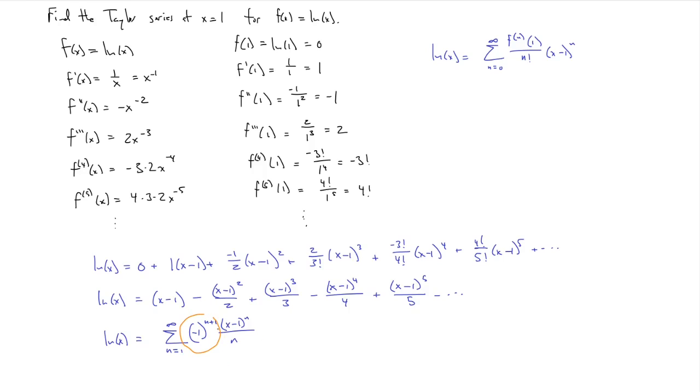When n is equal to 1, 1 plus 1 is 2, negative 1 squared is positive. And then we've just got (x minus 1) to the n over n. Notice that we can start at n equals 1, because when n equals 0, the first term is 0, and so we can just leave that one out.